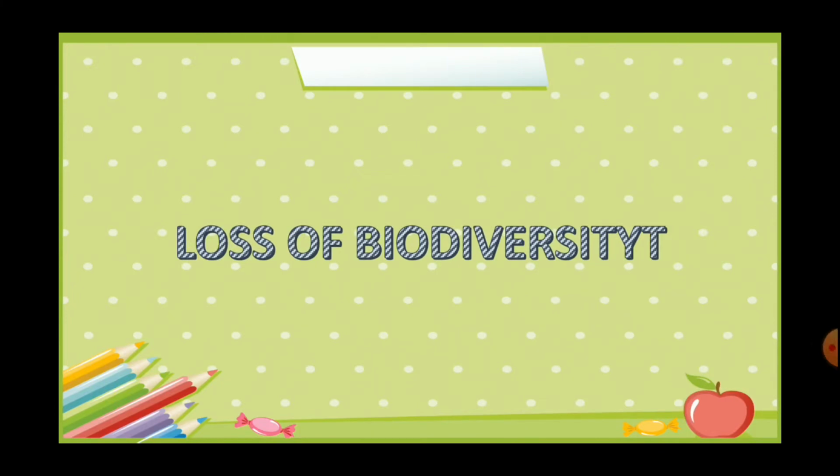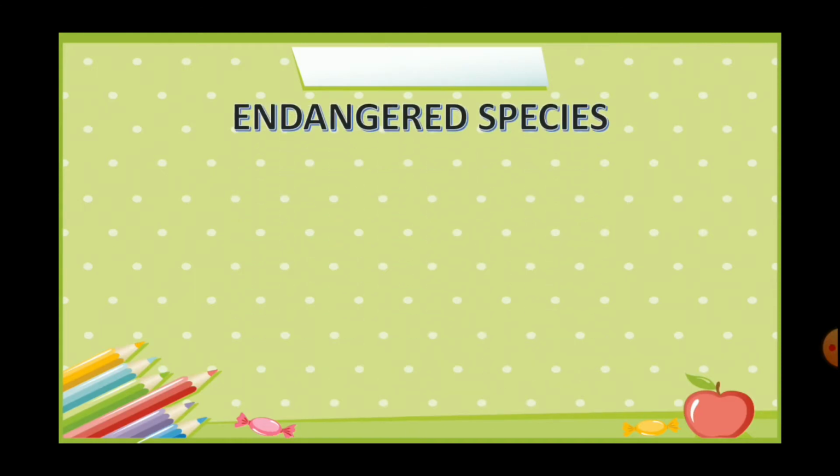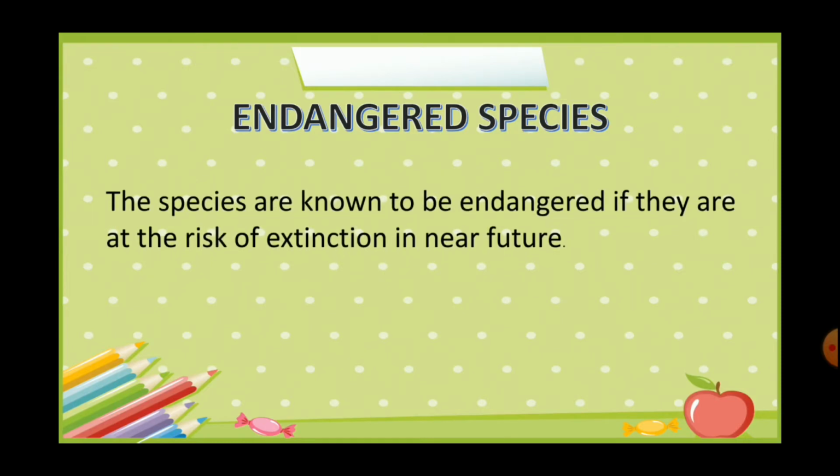This topic also belongs to chapter 3 of biodiversity. Before discussing loss of biodiversity, I will explain to you a few terms. The first term is endangered species. Its definition is: species are known to be endangered if they are at the risk of extinction in the near future. It means that only a few members of that species are left in the ecosystem, so these may be at the risk of extinction in future if they are not conserved.